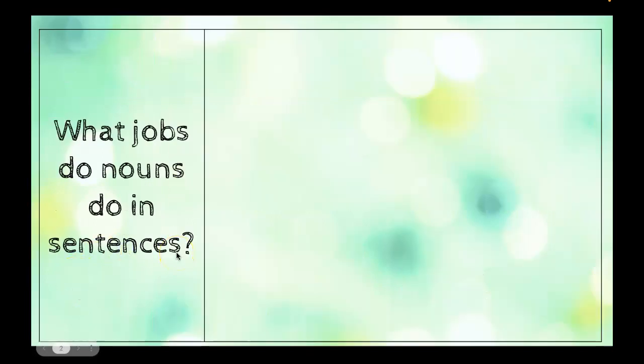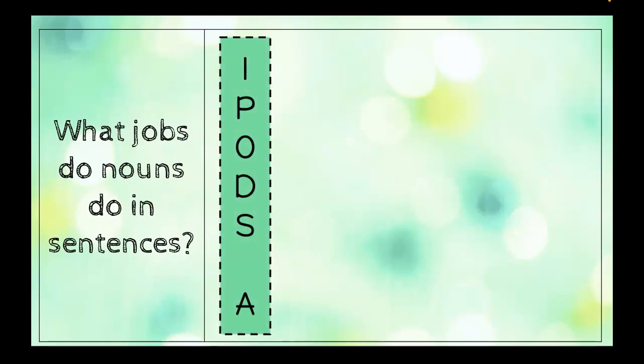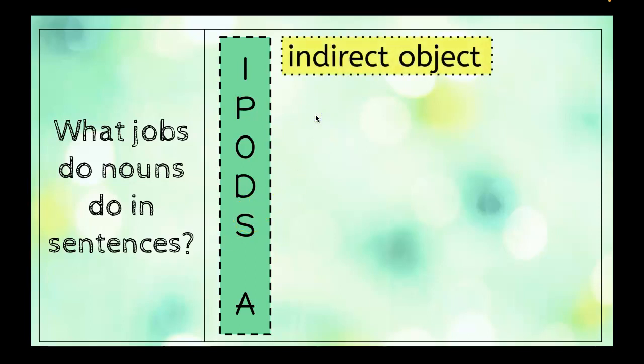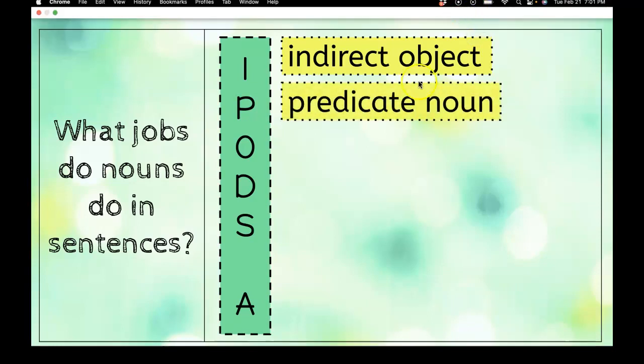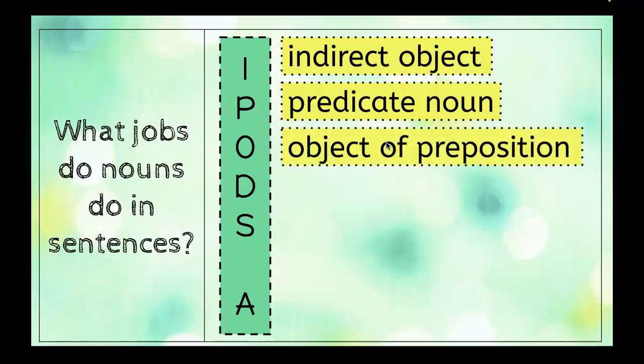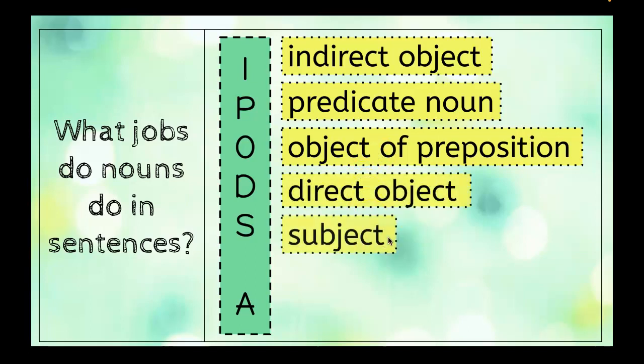So what we're going to spend most of our time talking about are what the jobs of nouns do in sentences. So you're going to see that I have on your notes what jobs can nouns do, and a little mnemonic there called iPods A. In the first column, you're going to list the job. So I stands for indirect object. P stands for predicate noun. O for object of the preposition. D for direct object. S is for subject.